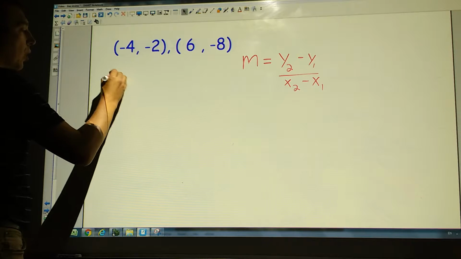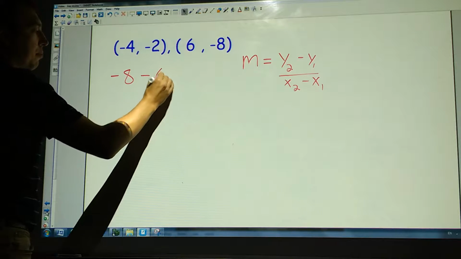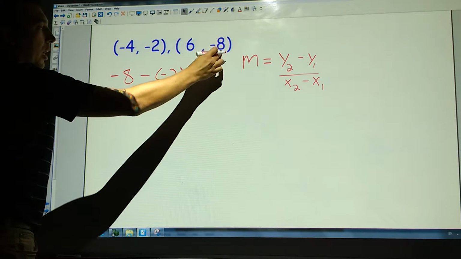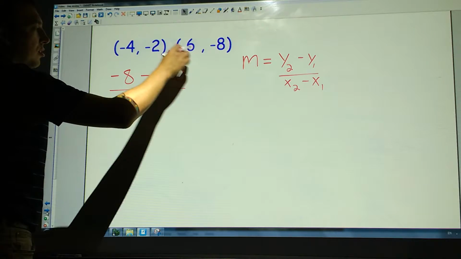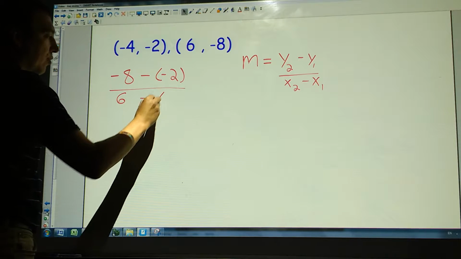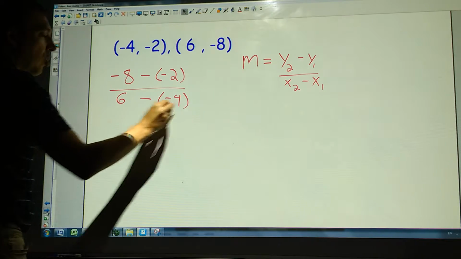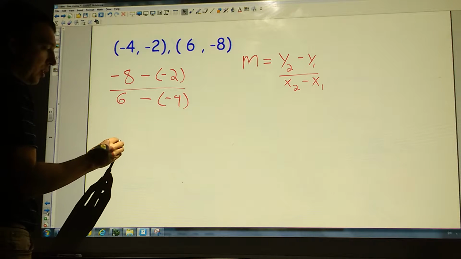Y minus y, negative 8 minus a negative 2, y minus y, over x minus x. 6 minus a negative 4. Lots of minus signs. Hopefully you plugged in the correct numbers. You could have done it backwards a different way. This is the way I chose to do it.